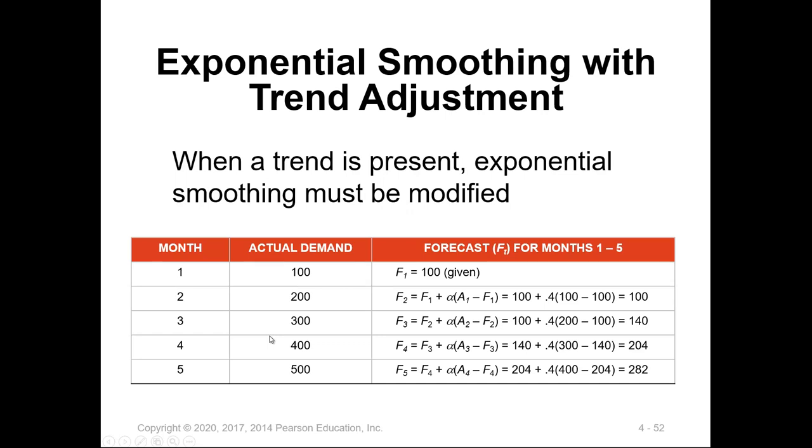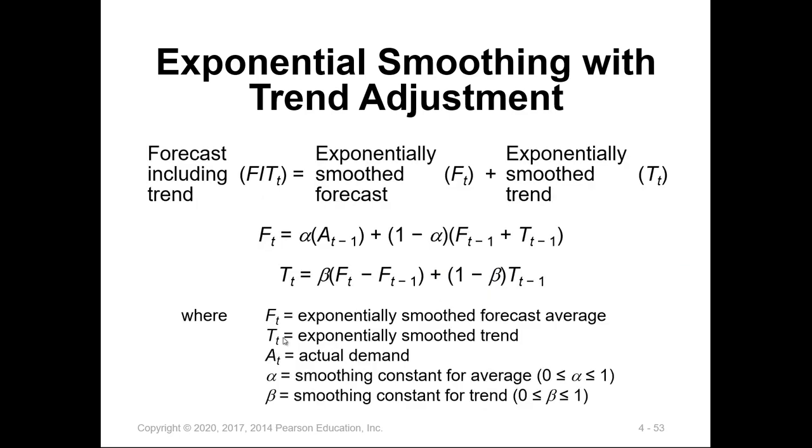Exponential smoothing is a popular modeling approach in business. When a trend is present, exponential smoothing must be modified because of the lag in prediction. Taking trends into consideration, the formula will be forecast including trend, which is FIT t, equal to the exponentially smoothed forecast, which is F t, plus the trend, T t, which is the exponentially smoothed trend.